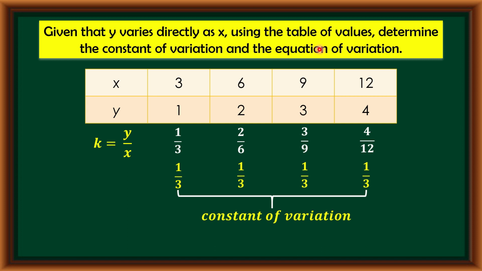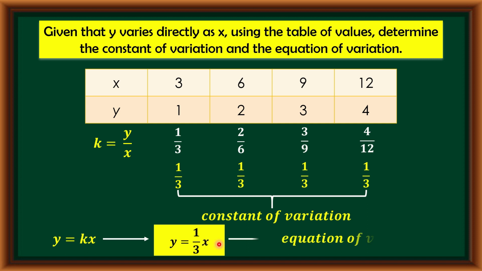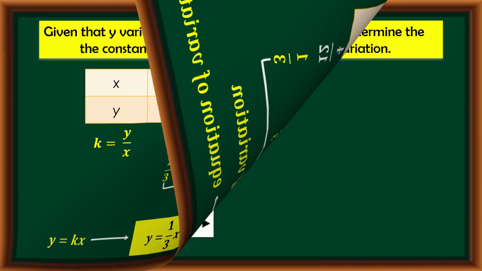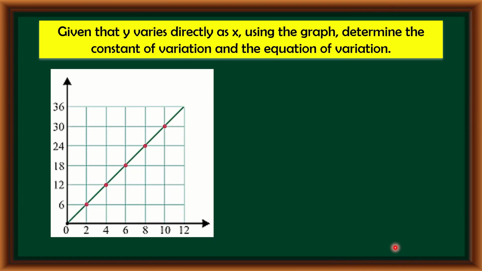Now, let us find the equation of variation. Again, given that y varies directly as x, we will use the equation y is equal to k times x, in which the constant is equal to 1/3. Therefore, substitute it to our equation. We have y is equal to 1/3 times x, and that will be the equation of our variation. So, let us move on with another activity. Given that y varies directly as x, using the graph, determine the constant of variation and the equation of variation.